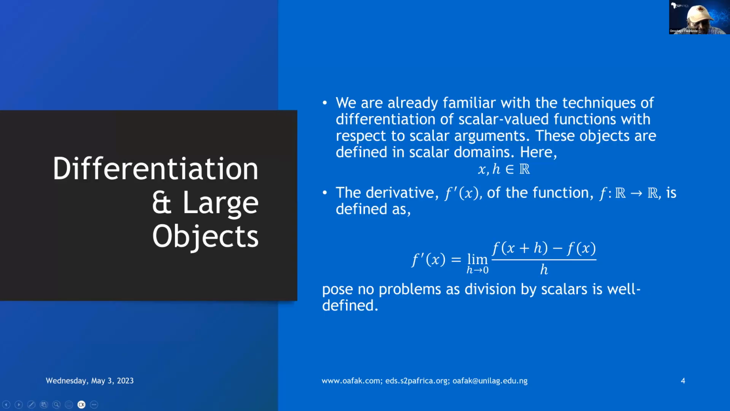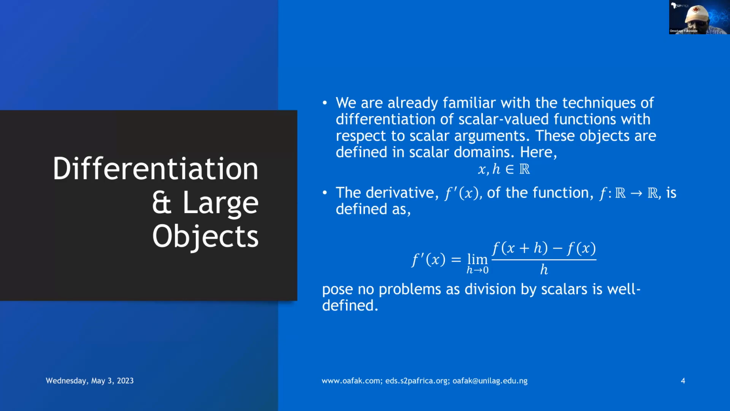So, differentiation and large objects. We are already familiar with the techniques of differentiation of scalar valued functions with respect to a scalar argument. When you have a scalar valued function with respect to a scalar argument, there is no problem. But if you have a scalar valued function with respect to a vector or tensor argument, there is trouble. All your formulas will not work because your formulas involve division. You can't divide by a vector, you can't divide by a tensor.